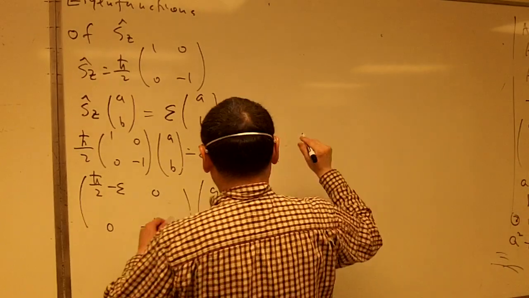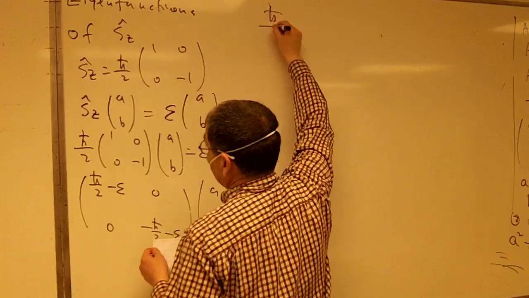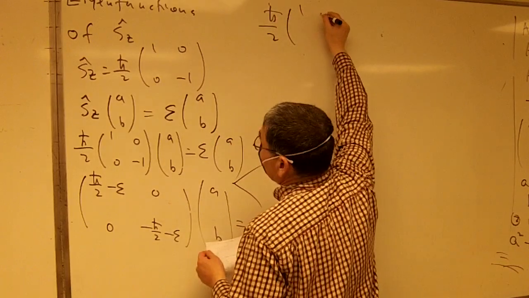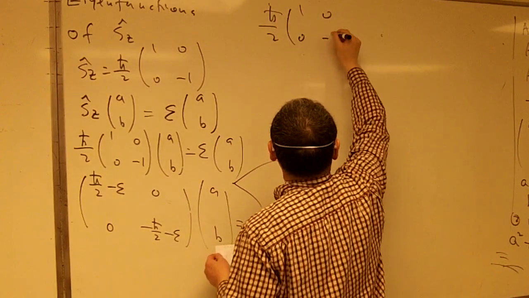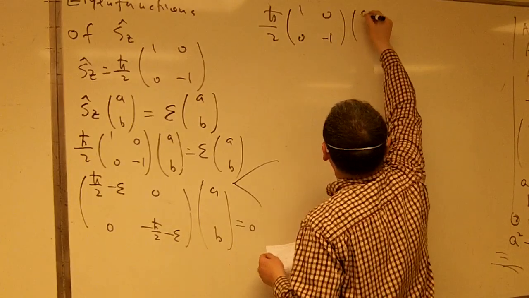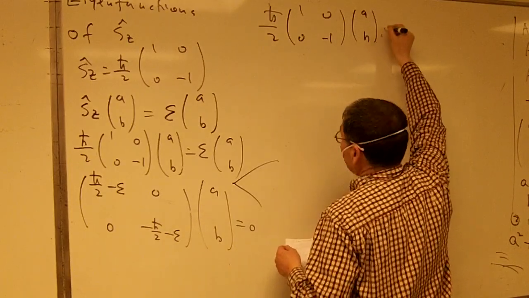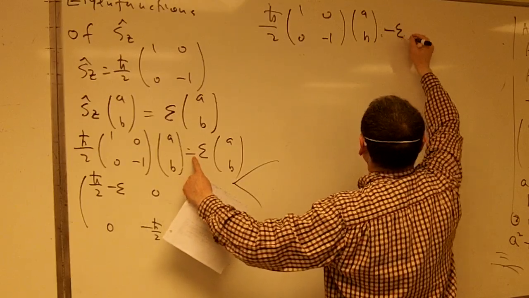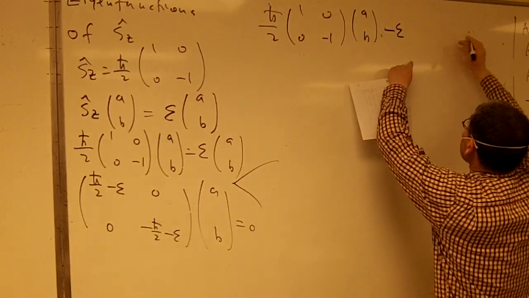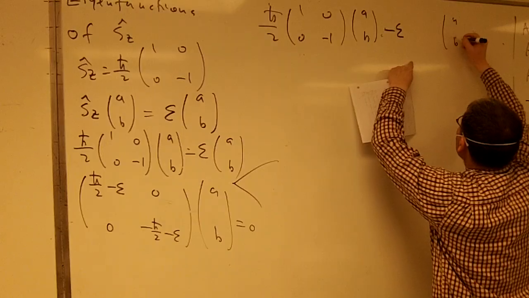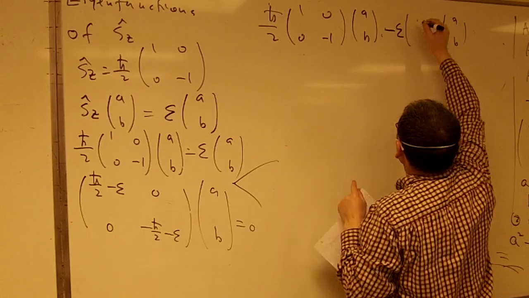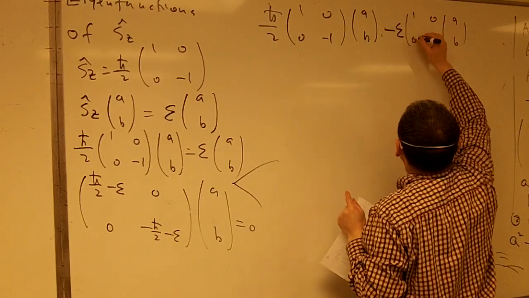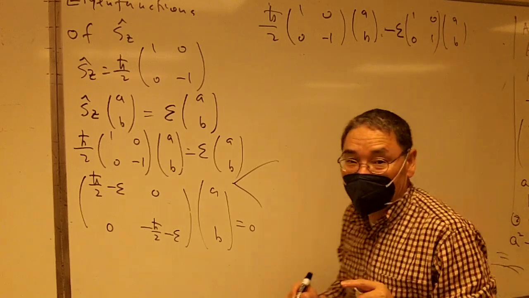So I plug in one more step. This is H bar over 2, matrix 1, 0, 0, negative 1, times A, B. Now this is the minus epsilon. Leave some space here. A, B. Here I can put an identity matrix like this. This is what I did.